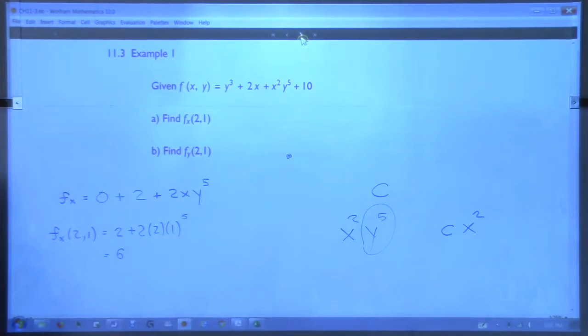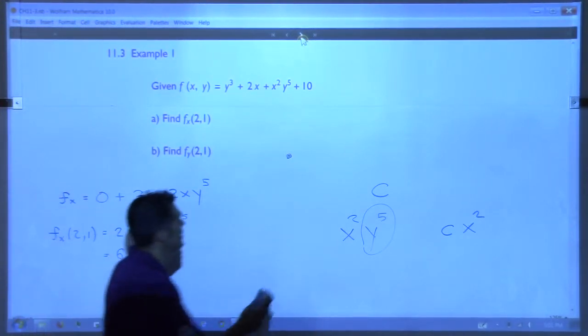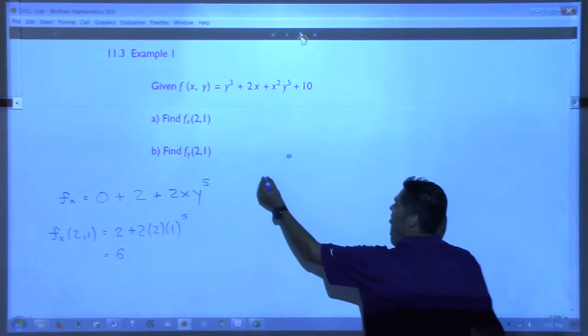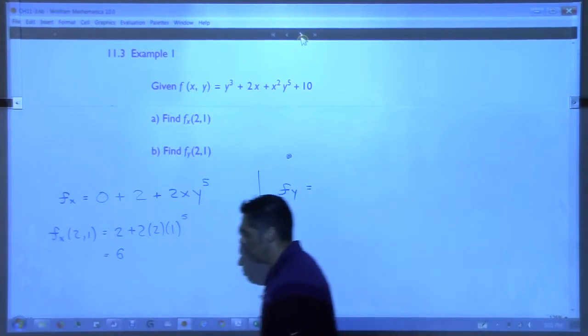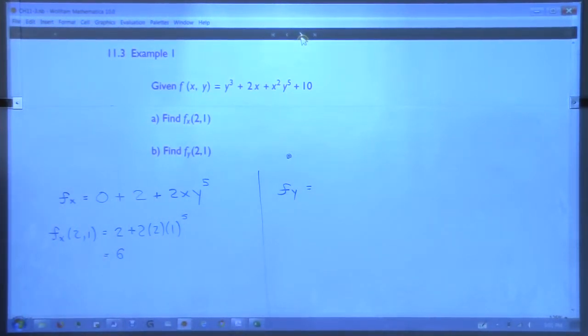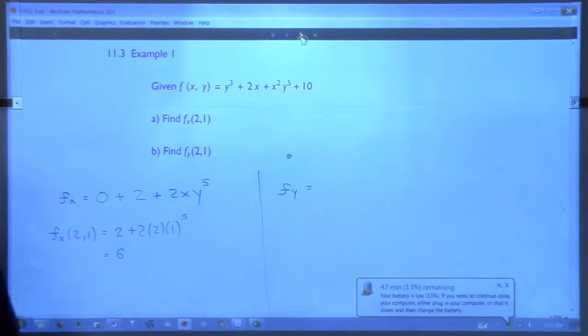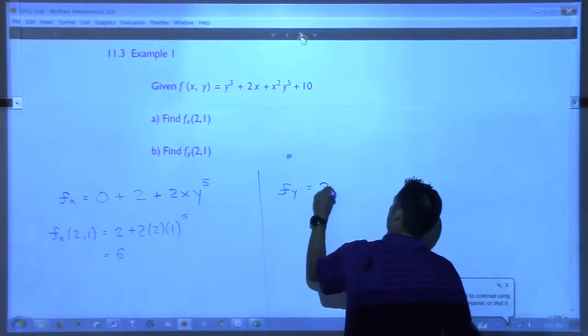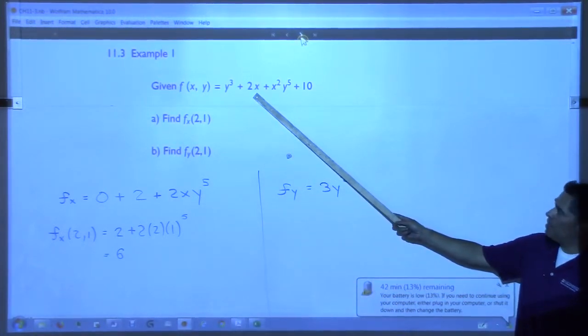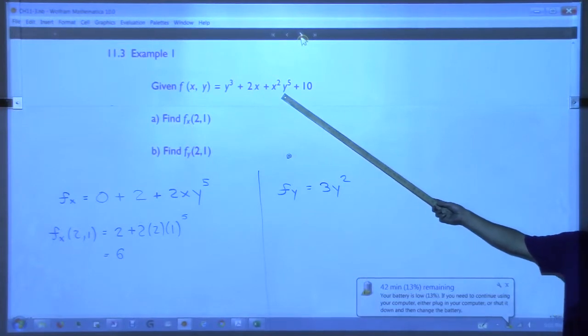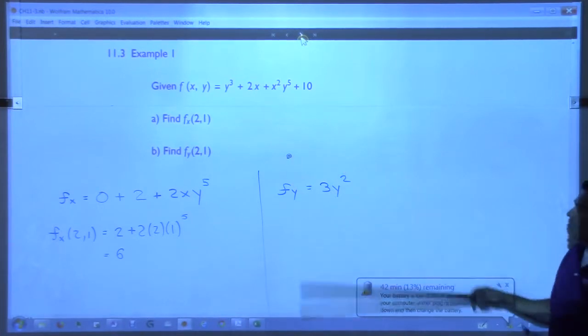Now let's try this for the partial of f with respect to y. So we're going to do the partial of f with respect to y at the same point. So first the partial. So what is the derivative of y cubed? 3y squared, because now y is the variable and x is the constant. So this is now 3y squared. And then what is the derivative of 2x? 0, because it's a constant. The derivative of x squared y to the 5th: 5y to the 4th. So you're just doing power rule on this, and then the x squared just coming for the ride. So I'm going to write it.